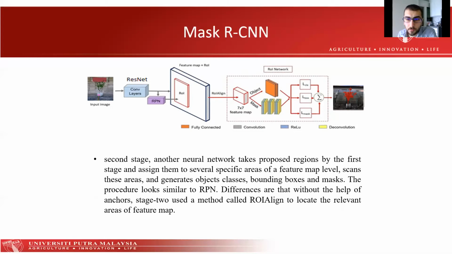which takes the regions proposed by the first stage, the RPN, region proposal network, and assigns them to several specific areas of the feature map level. It scans these areas and generates object classes, bounding boxes, and masks. The procedure looks similar to the RPN. The difference is that it works without the help of anchors. The second stage uses a method called region of interest align to locate the relevant areas of the feature map.